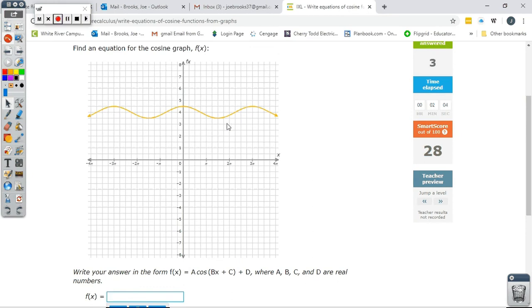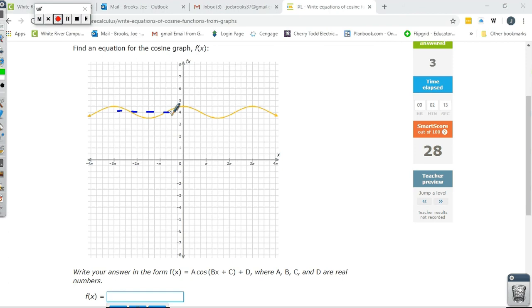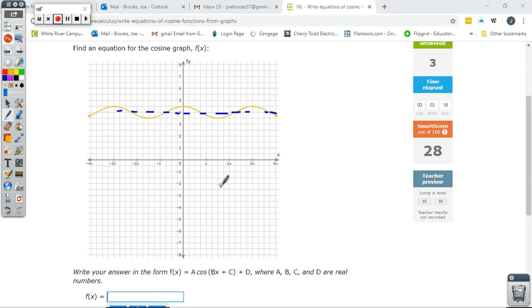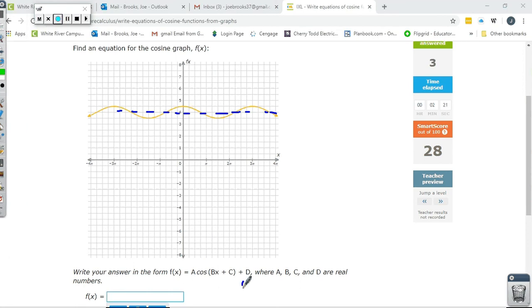So this is definitely going to shift off of the x-axis. Let me draw a little midline in here. So here's our midpoint line. That tells me this shifted up 4. So there's our D term, plus 4. It goes up half and down half off this line. See, it doesn't go all the way to 5, it goes half. So that's going to be my amplitude. This starts off positive, 0 goes down, so it's going to be a positive number. So A is going to be 1/2.